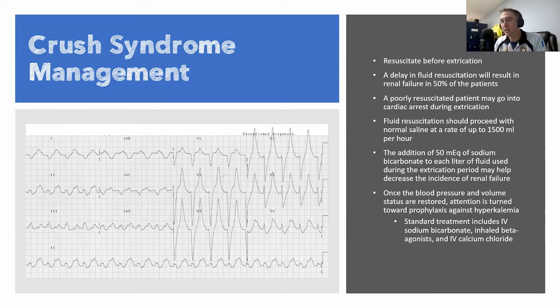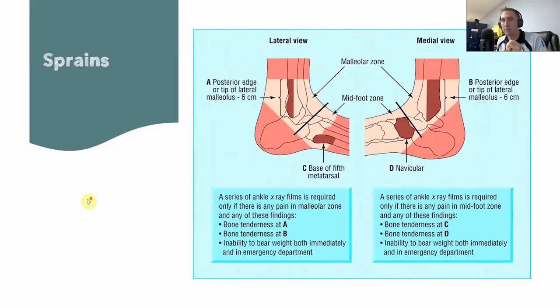If you don't know what a sine wave pattern is, look it up. It is where you can't differentiate basically between the QRS and the T wave. Your treatment for this includes standard treatment for hyperkalemia, which is sodium bicarbonate, beta agonist, and IV calcium chloride. The albuterol or beta agonists help shift potassium from extracellular to intracellular, and calcium chloride stabilizes the myocardial membrane.